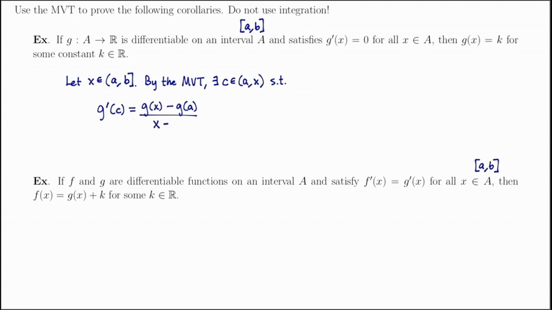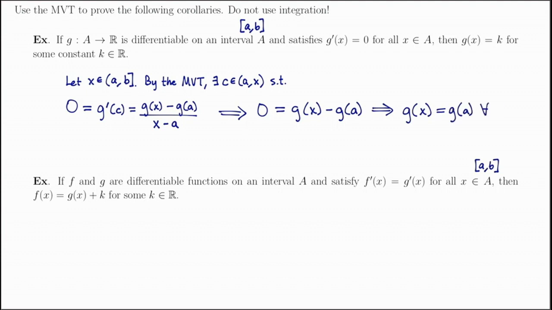Our hypothesis, though, is that g prime is always equal to 0. So now I know that the slope of the line through (a, g of a) and (x, g of x) must be equal to 0. This tells me that 0 must be equal to g of x minus g of a, or in other words, g of x equals g of a for all x in a to b. Hence, g of x is a constant function. Whatever the number g of a is, that's the value that g takes across the entire domain from a to b.